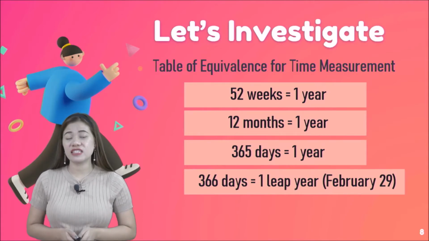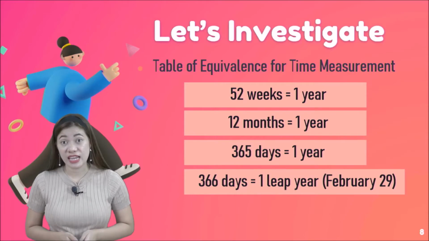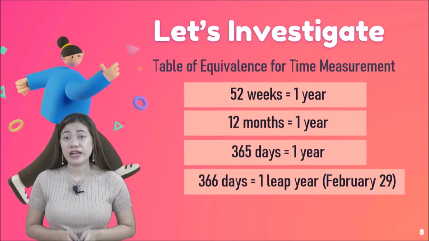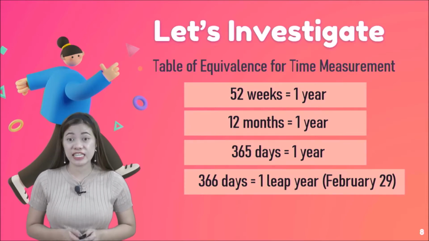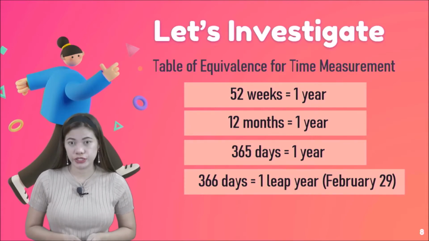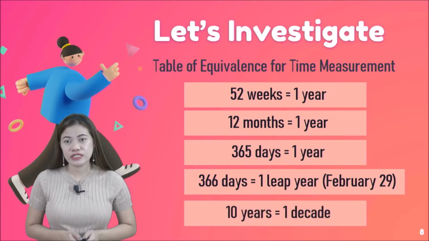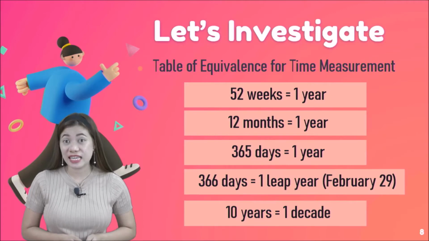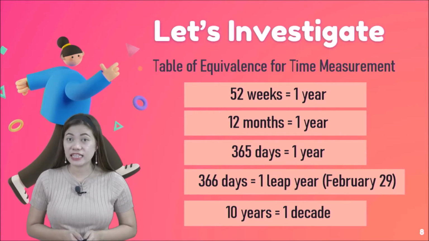Isn't it, kids? Sometimes in February, we have February 29. But most of the time, February is only until February 28. But if we have February 29, it means it is 1 leap year. Okay? And then the next one, 10 years is equivalent to 1 decade. Again, 10 years is equivalent to 1 decade.